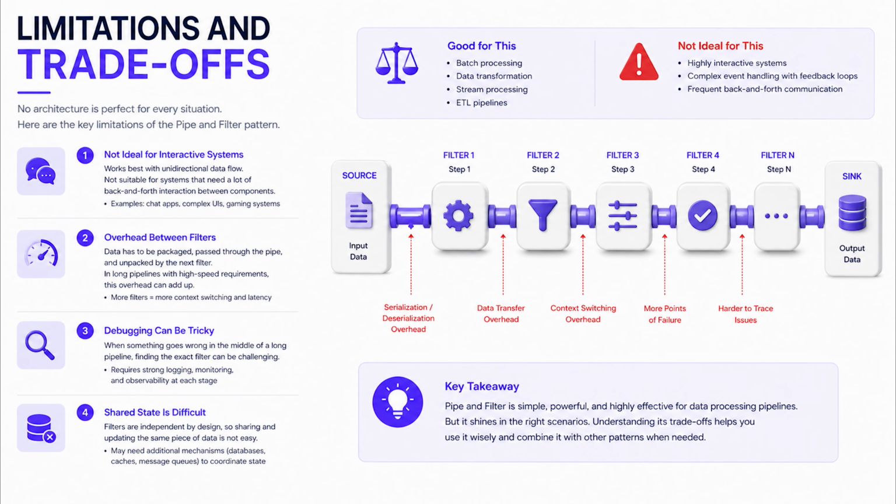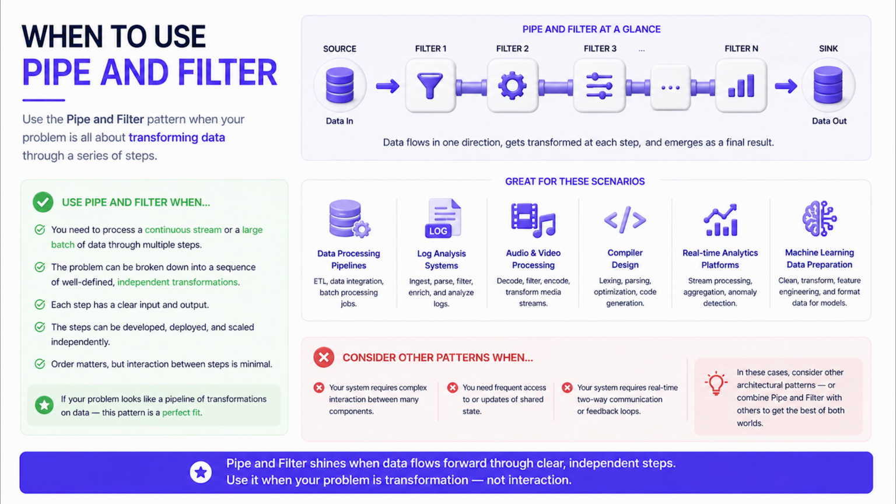So when should you reach for the pipe and filter pattern? This architecture is an excellent choice whenever you are building a system that needs to process a continuous stream or a large batch of data through a series of well-defined steps. If your problem looks like a sequence of clearly separable transformations on data, you should strongly consider this pattern.